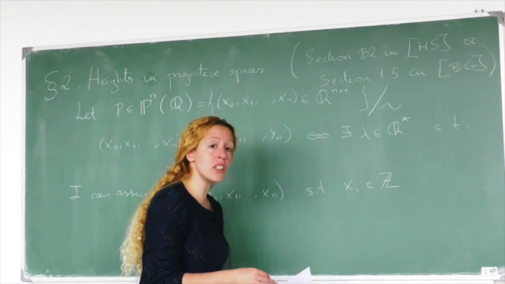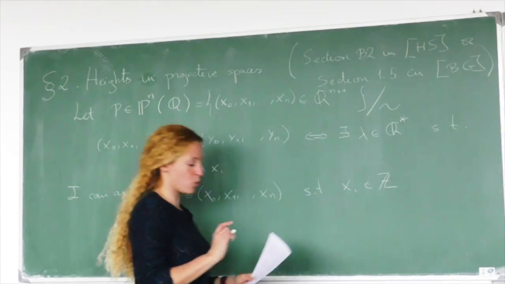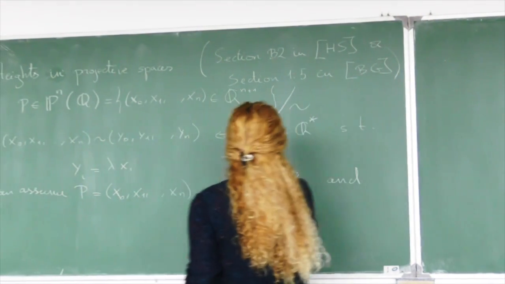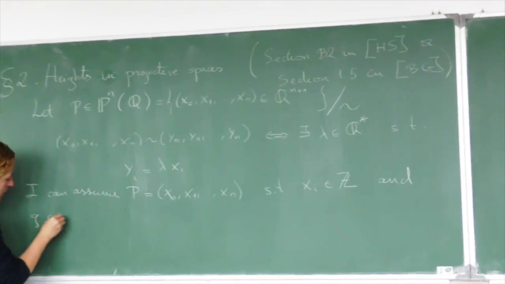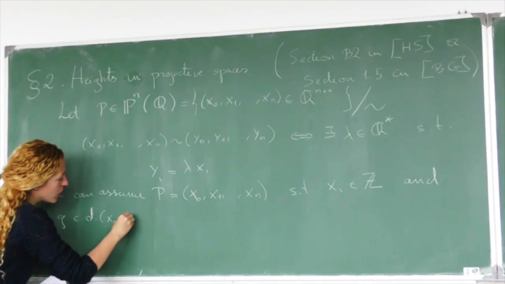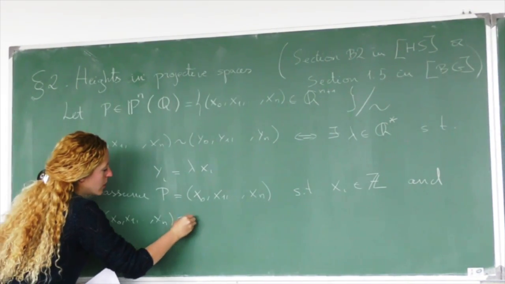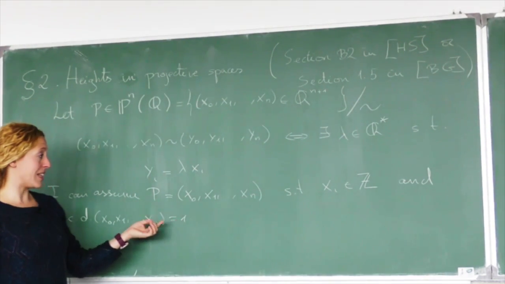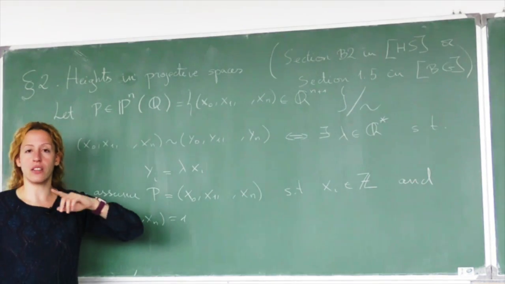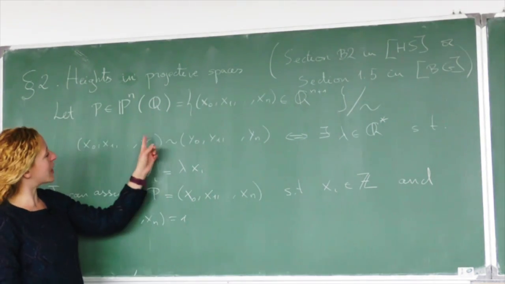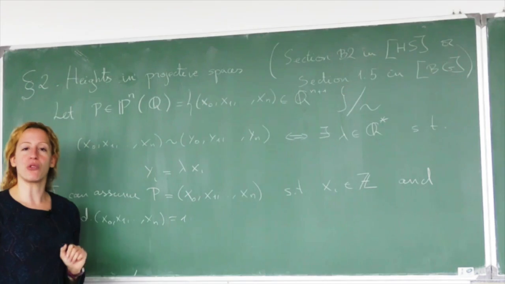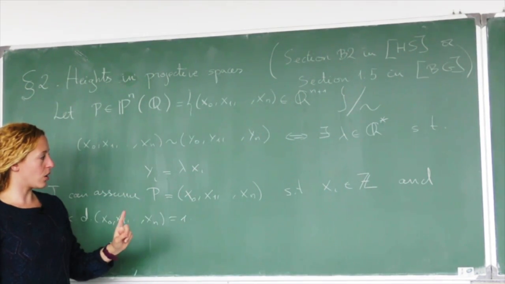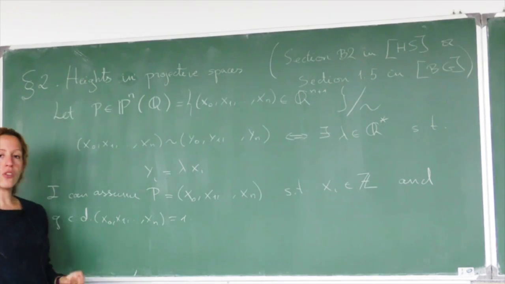I can ask the greatest common divisor of all the coordinates to be equal to 1. Why? Because if it is not equal to 1, that means that there is a number that divides all coordinates. But then I can divide all coordinates by that, because I have this equivalence relation given by this proportion. So I can assume that I'm in this setting, okay? So, P with integer coordinates and with greatest common divisor equal to 1.